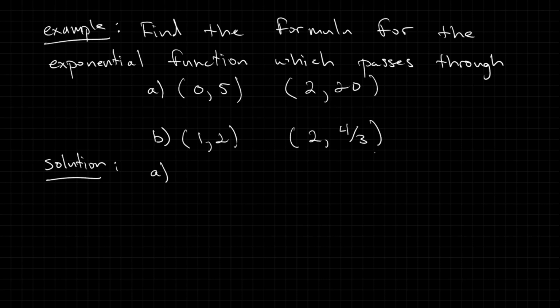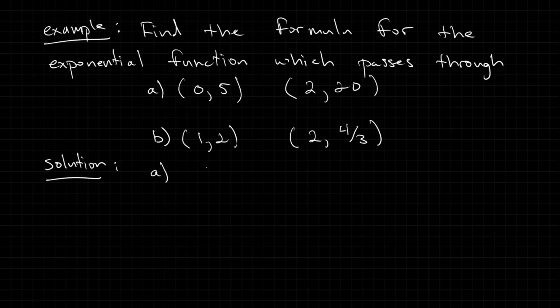Let's do an example now where we get working with these exponential functions. So we're going to search for a formula for the exponential function, which passes through 2 points. And we have 2 examples here. In the first example, we have (0, 5) and (2, 20) are the points that this exponential function passes through. And in the second example, we have (1, 2) and (2, 4/3).